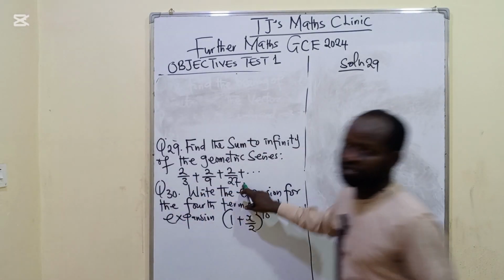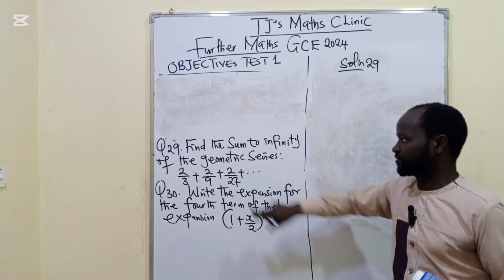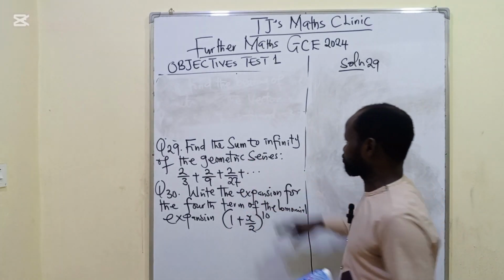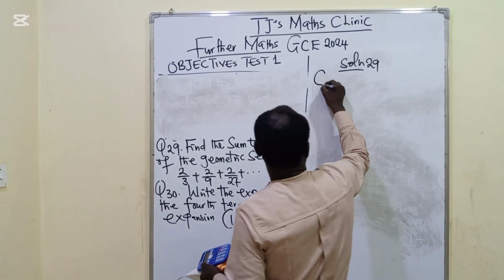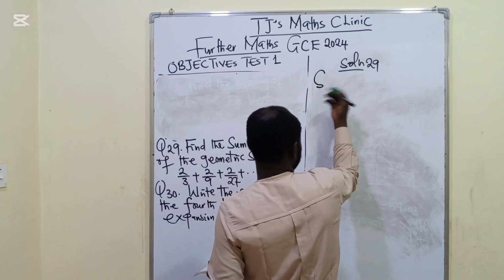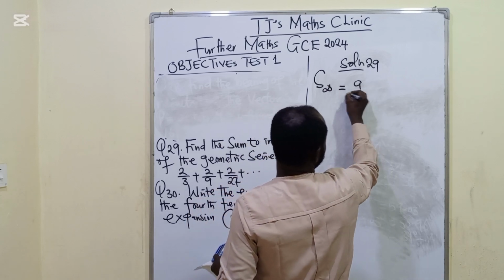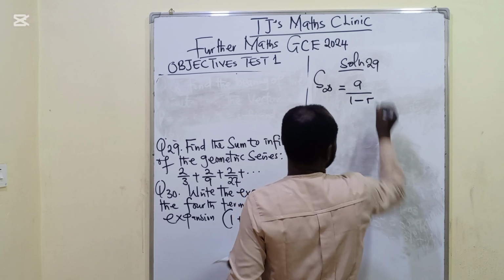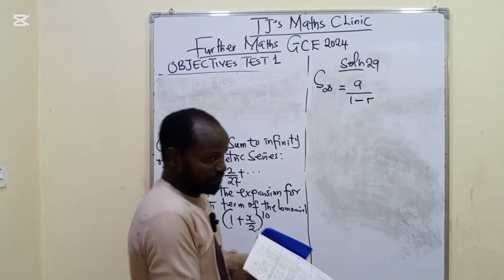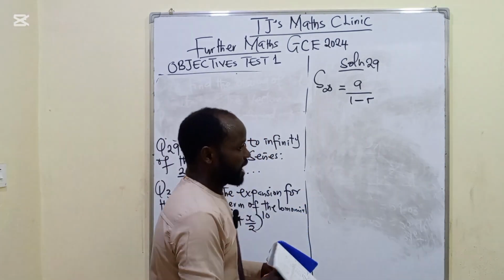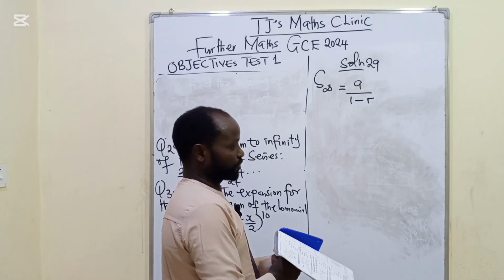This is a geometric series under sequence and series. So we are asked to find the sum to infinity. The sum to infinity of a geometric progression or geometric series is given as S infinity equals A divided by 1 minus R, where A is the first term and R is the common ratio.